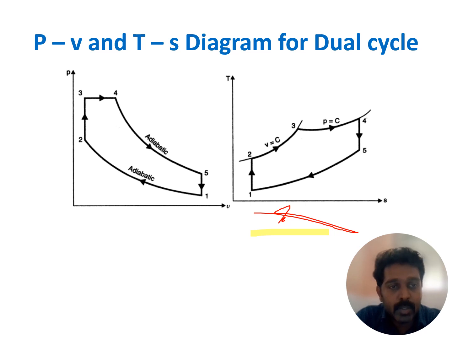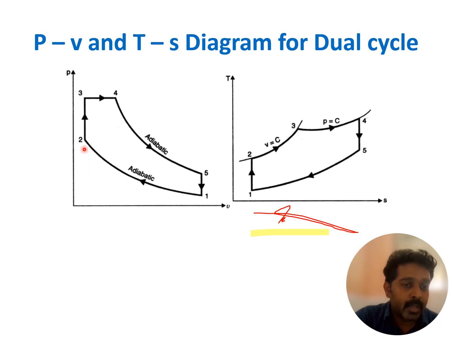Now I am going to explain the PV diagram and the TS diagram. The PV diagram is a pressure-volume diagram, and the TS diagram is a temperature-entropy diagram for the dual cycle. First, the x-axis is volume and the y-axis is pressure. The first process, 1 to 2, is an adiabatic compression process. In this process, the pressure increases from P1 to P2, and the volume is reduced from V1 to V2.